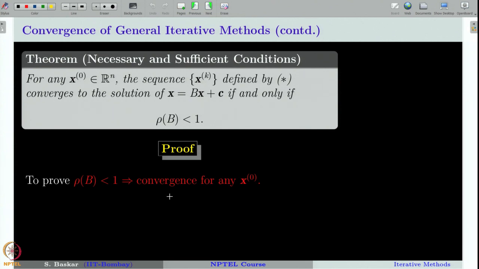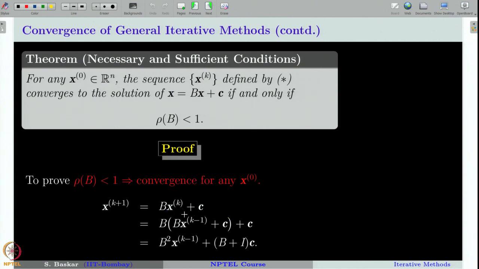Let us first assume that the spectral radius of B is less than 1, and let us prove that the sequence x n converges for any given initial guess x naught. How to prove this? Well, let us start with the expression for the iterative sequence, which is given by x k plus 1 is equal to b x k plus c. Now, this expression was used in computing x k also. Therefore, the same expression can be applied to x k by replacing x k plus 1 by x k, right? Then instead of x k, you are just putting its expression from where it is computed.